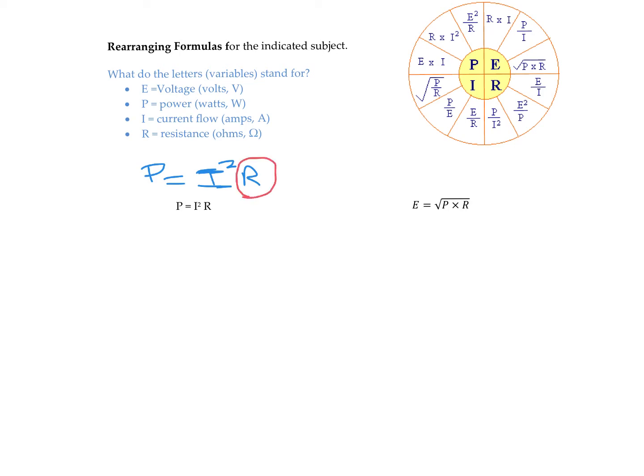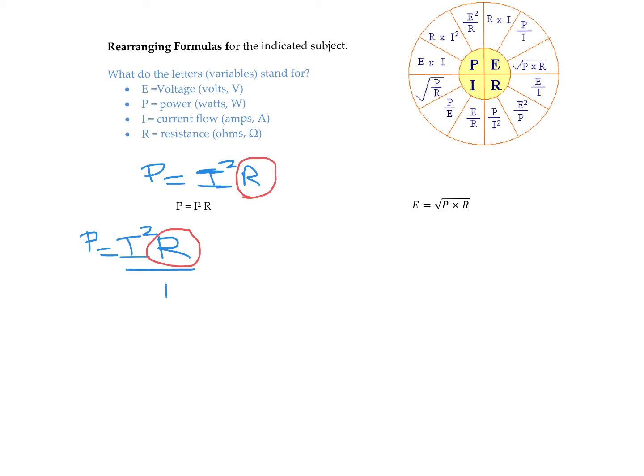Well, you can manipulate the formula. Rearrange the formula to solve for the variable you want to solve for, which is what we call rearranging formulas. I'll write it over here. P equals I squared R. If you want to solve for R, the R right now is multiplied by I squared. The opposite of multiplying is to divide.